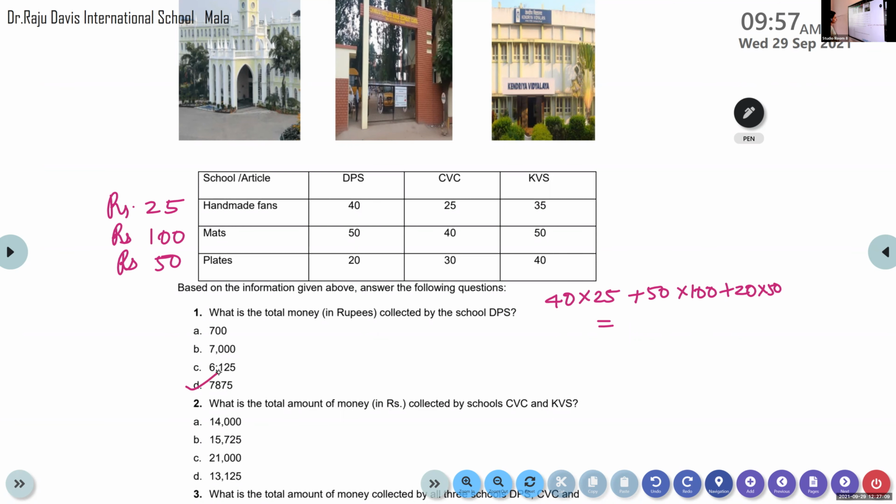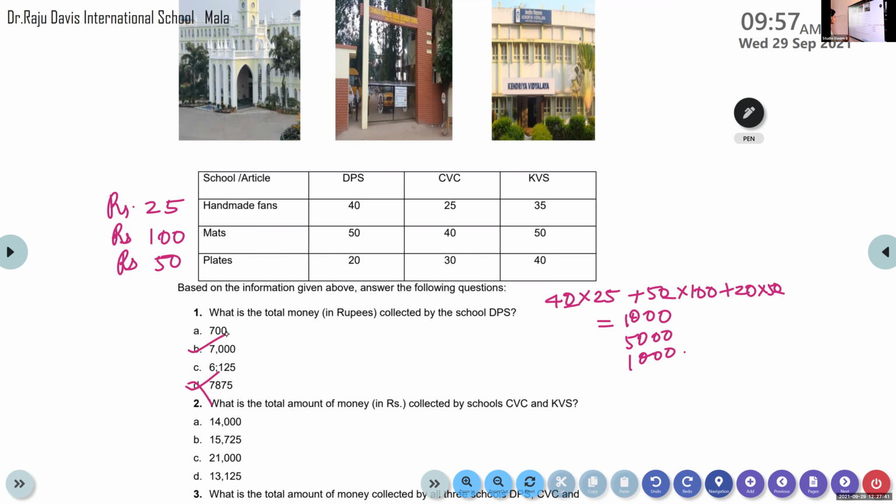Is it correct, Karthik? Is it 7875? Ma'am, I got 7,000. Okay, look here. It is ending with 0. All the numbers are ending with 0. So how is it possible to get 7875? 25 into 40 means 1000, plus 5000, that is 7000. Yes. Okay, do it carefully.